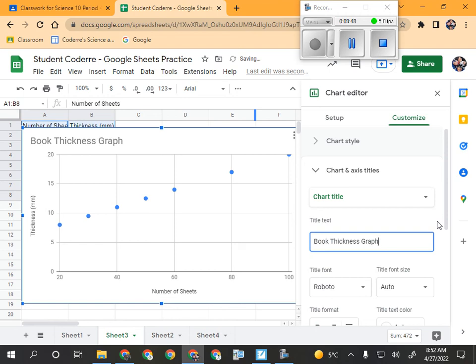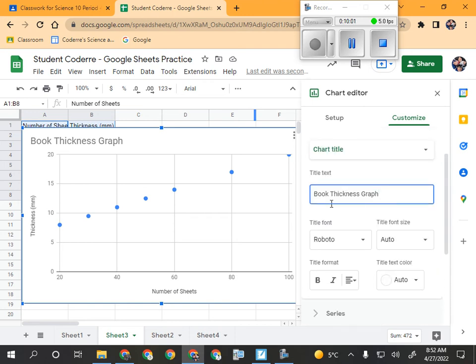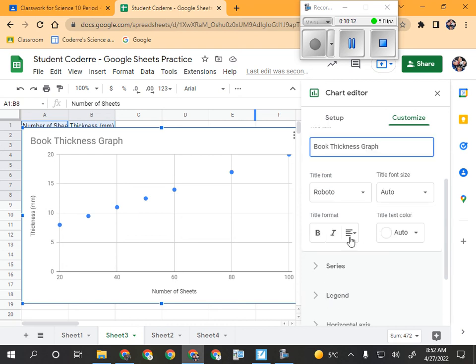Okay, that is, after all, what this is a graph of. It's going to tell me how thick a book is based on the number of pages it has. For that, you've got some options. You can change the font, the size, and the color, and make it italicized or whatever. You can do whatever you really want with that. I never really change any of those because I don't think it's necessary.